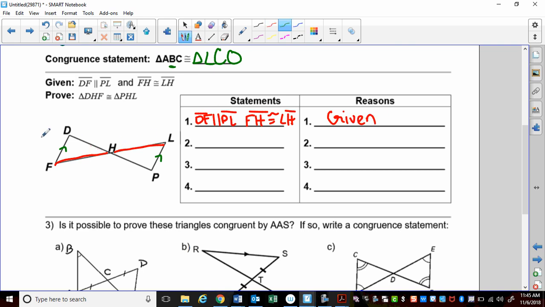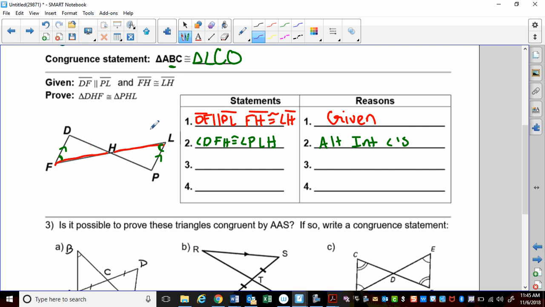From what is given, I can conclude that this angle is congruent to this angle. Because these are parallel lines, and this is my transversal, and these are alternating interior angles. So I can say angle DFH is congruent to angle PLH, because these are alternating interior angles.